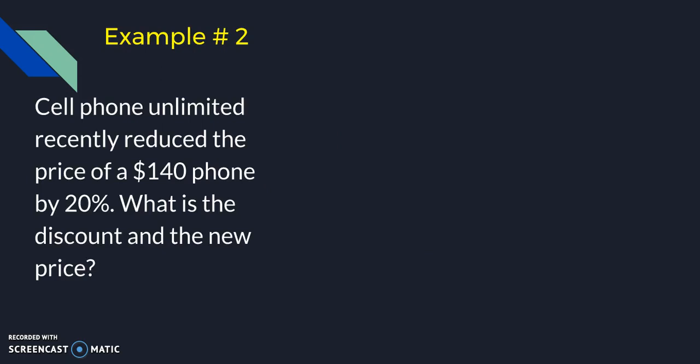Here's one that has more words, so we have to pick out what's important. We know that we are buying a cell phone, and it was originally $140, but there's a 20% discount. So what we need to find is how much the discount is, and then the new price. So in money, how much do you get off? How many dollars? And how much are you going to pay?